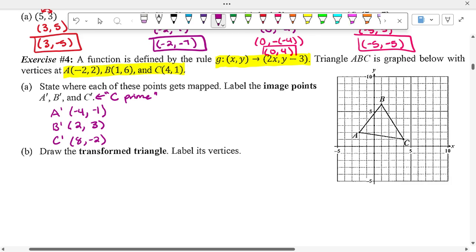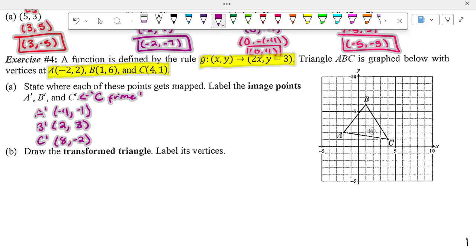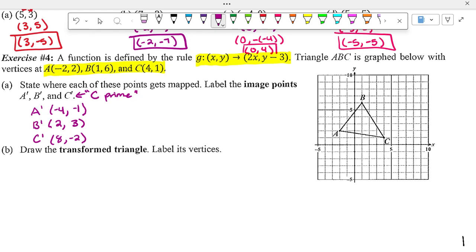So we have the points. Now we can draw the triangle. So go ahead and graph the triangle and make sure you label the points. All right. So we have -4, -1. So right here, that's A prime. 2, 3. That's B prime. And 8, -2. That's C prime. So labeling the points is not an option. You actually have to do that.